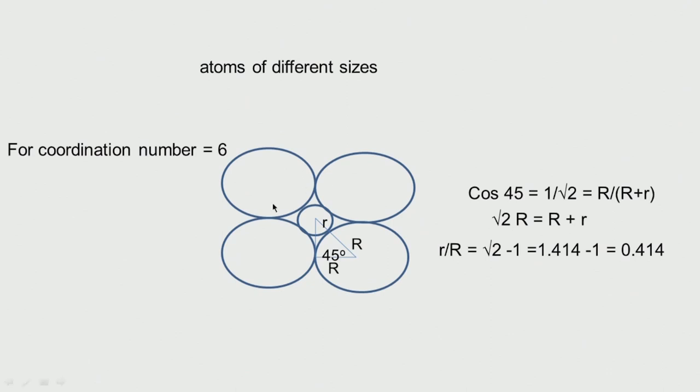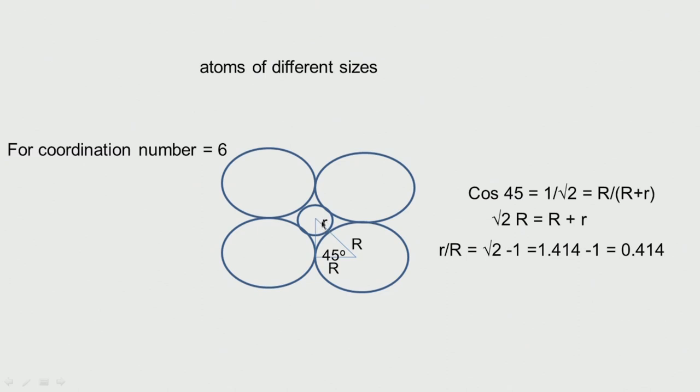Let us look at this. Suppose we have a small atom for a coordination number of 6. We have 4 atoms here of radius capital R, and 2, one on the top and one on the bottom. So we have this small r which just touches all of these 4, as well as one at the top and one at the bottom.